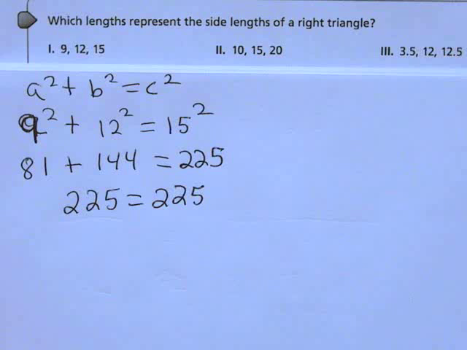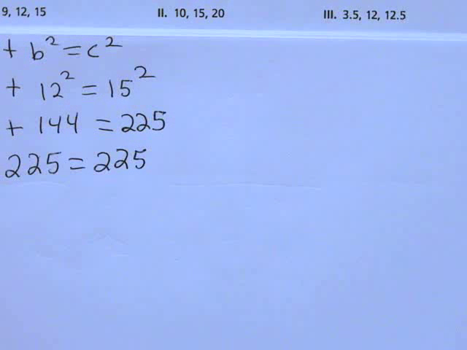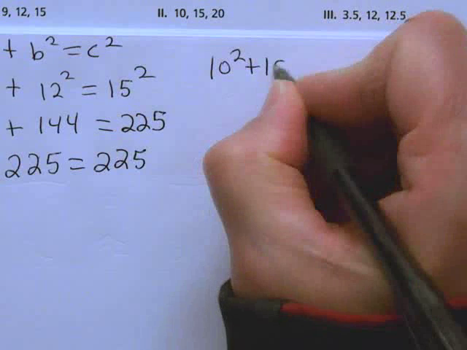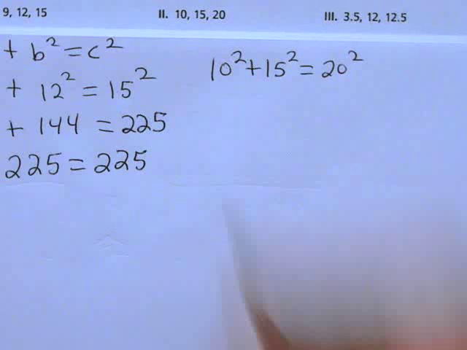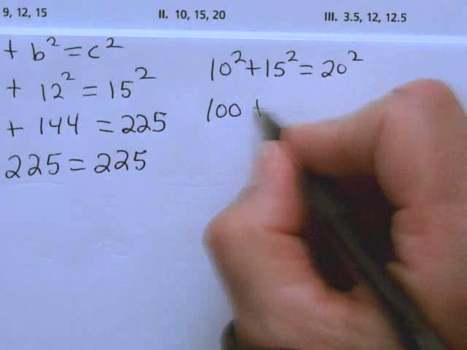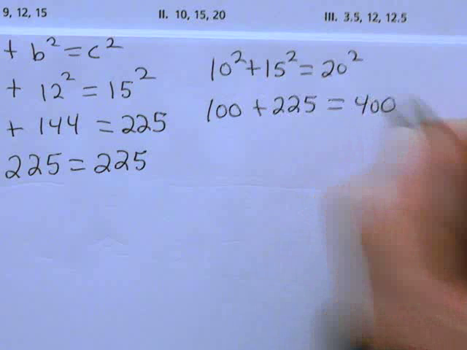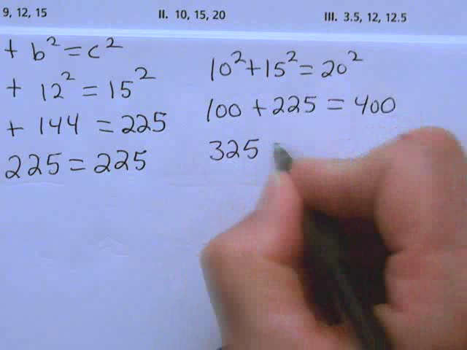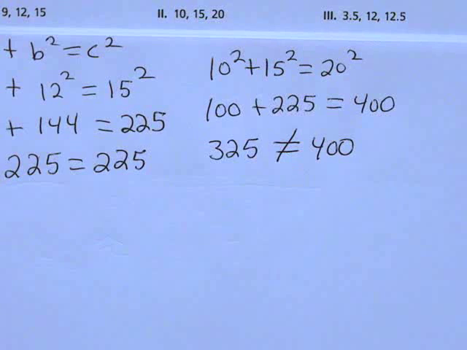All right, let's try the second triangle. I'm going to slide myself over here and up. This time I've got the lengths 10, I'm going to square that, plus 15, I'm going to square that, and that's supposed to equal 20 squared. And 10 squared, of course, is 100. 15 squared is 225. And 20 squared is 400. And as we can see, 325 does not equal 400. So a triangle that would have the lengths of 10, 15, and 20 is not a right triangle.